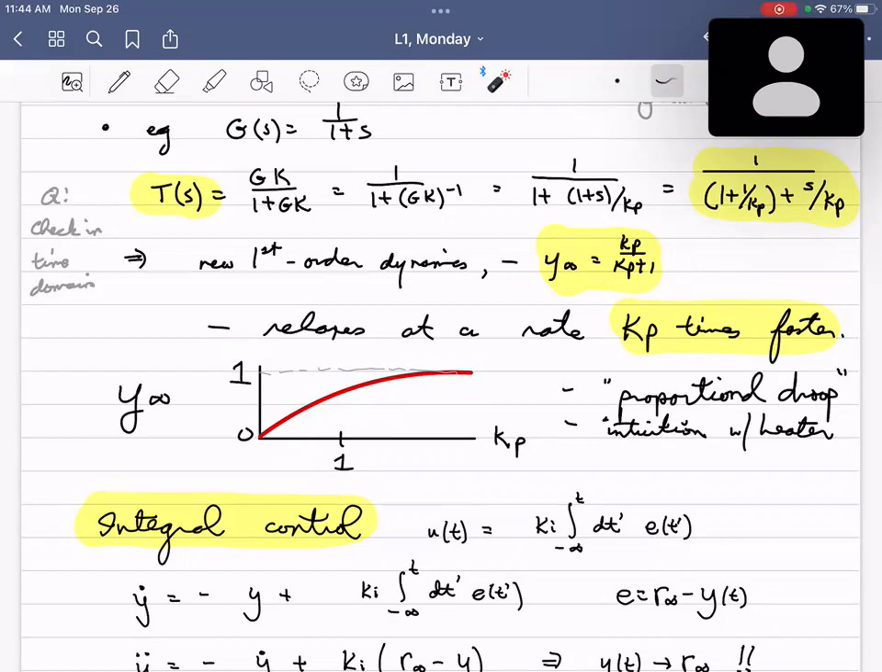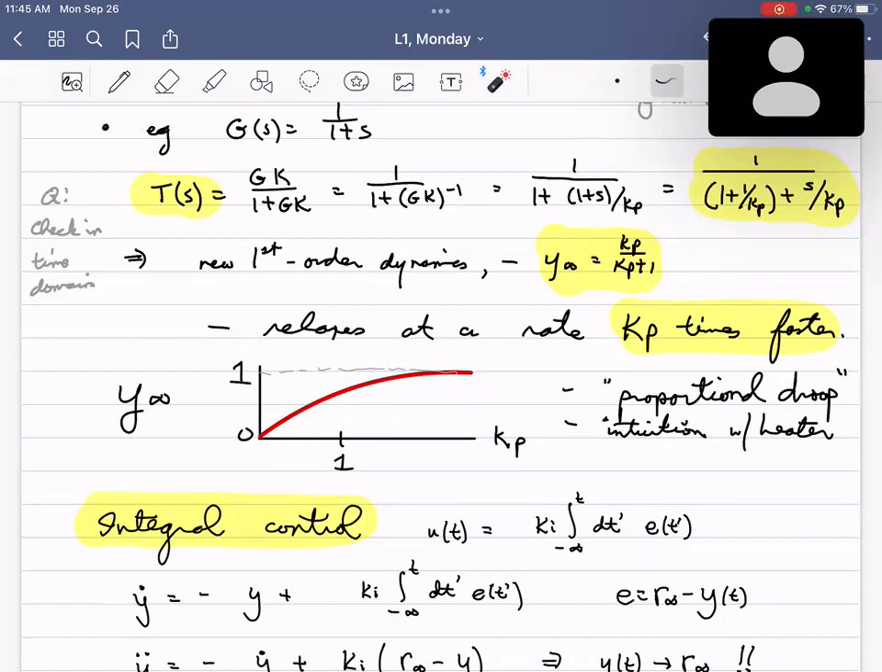Okay. And you can think about this intuitively in the temperature example that I just gave. So if the control is really proportional to the difference between the set point and the actual temperature, the error, then if you have perfect control, then the error is zero. But if the error is zero, the heater is off. And if the heater is off, the room cools down. So the heater has to be on to keep the room at a certain temperature.